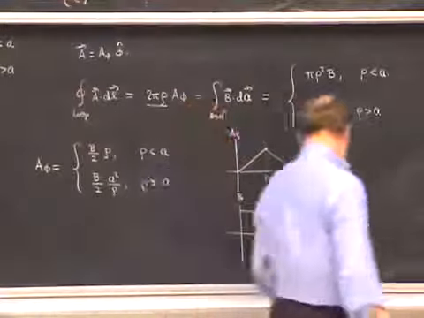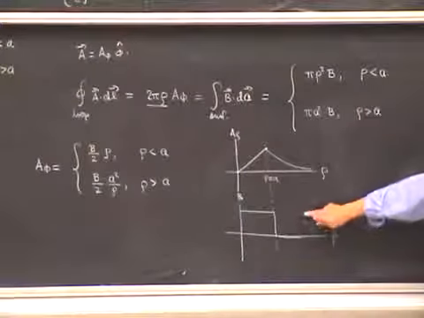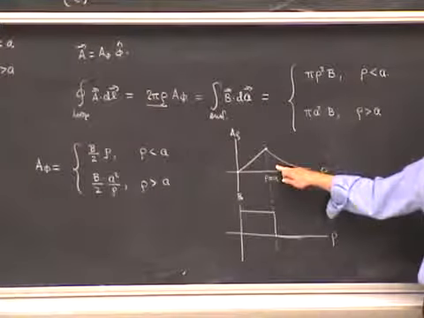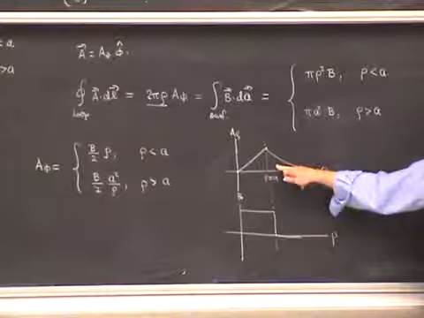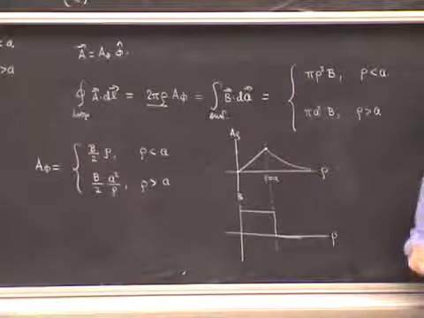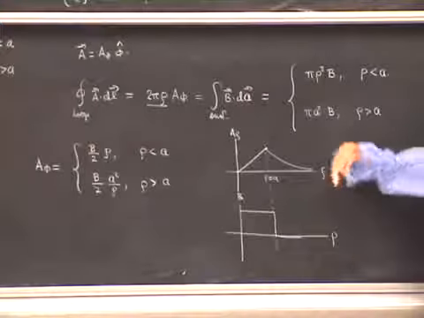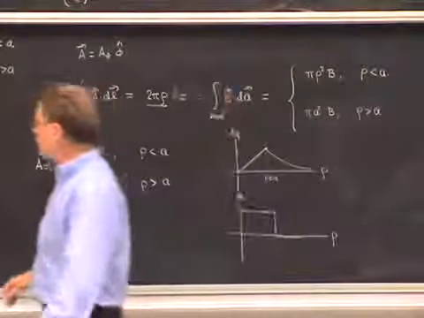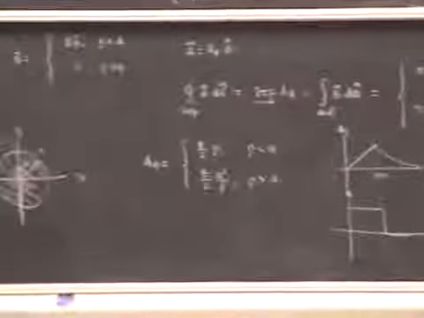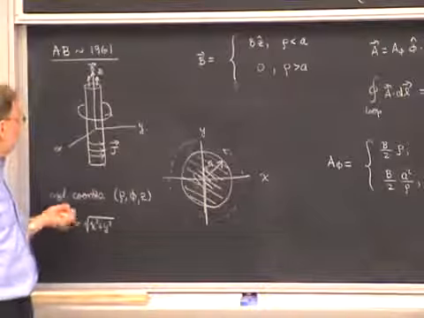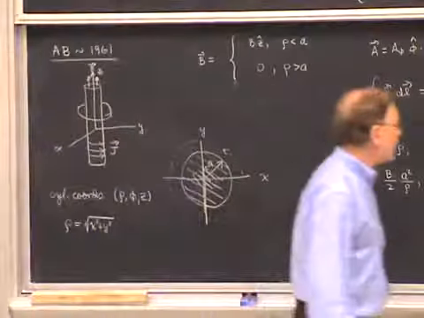So, although the magnetic field is 0 outside the solenoid, the vector potential is non-zero. And the vector potential appears in the Schrödinger equation. And so the question is, is that going to affect the quantum mechanics of particles which are outside the solenoid? To make this a little more concrete, we can imagine that the solenoid is like a hard wall that the particles can't get through. So we have a quantum mechanical problem.